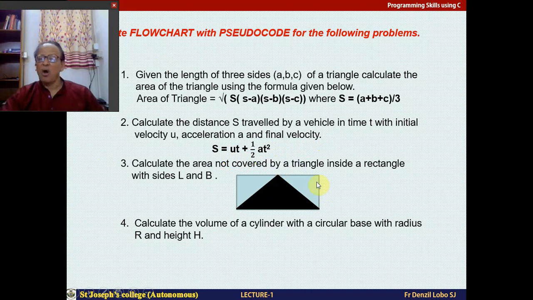Next is, calculate the area not covered. You have got a rectangle here. You have got a triangle here. You have to find out this area. That means you have to first find out the area of the rectangle whose sides are L into B. L is length, B is breadth. And you have to find the area of the triangle. You are given half B H as the formula. You find out what should be the value for the area of this triangle. Then you deduct the area of the triangle from the area of the rectangle, then you get the result.